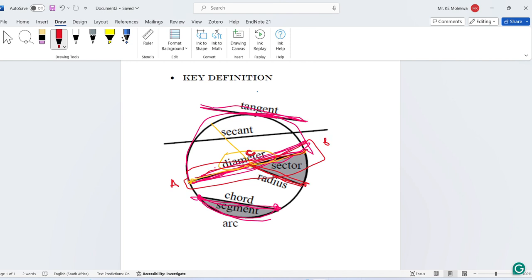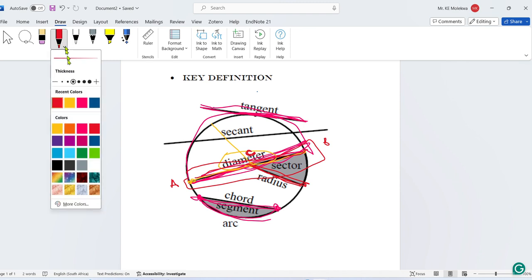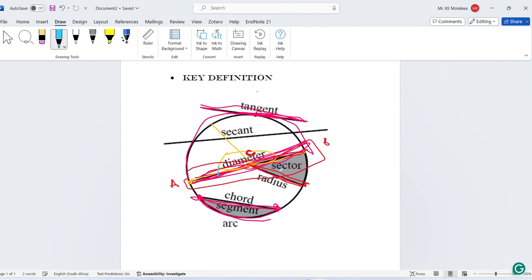And what do you know about the radii of the circle? This radius is equal to this radius, is equal to this radius, is equal to this radius. All the radii of the circle are equal. If you have another radius here, it is equal to all the others. The lengths are equal. I hope I'm making myself clear. The sector and the segment don't normally come up, but you can see them in the examples.